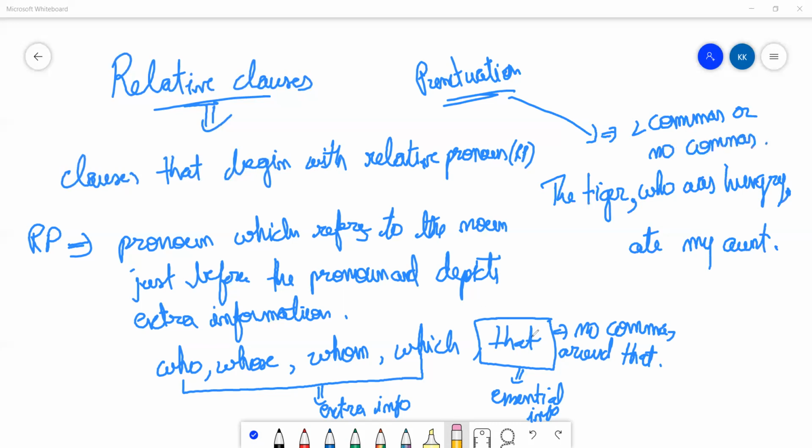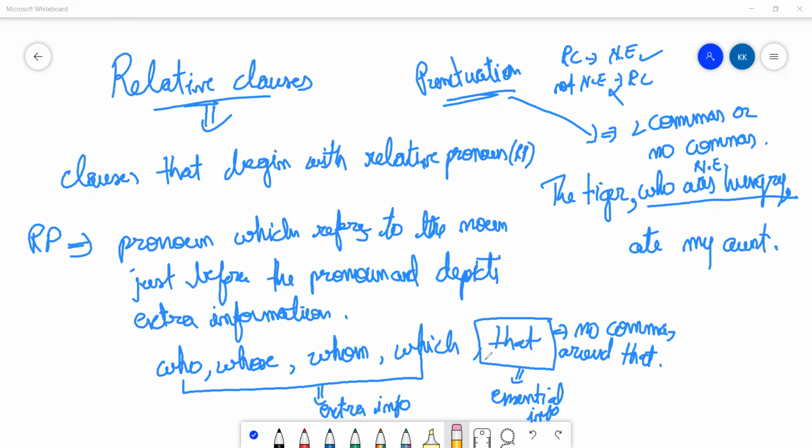Understood? Now, remember when we did punctuations, we said everything between 2 commas is non-essential. So what is the meaning of non-essential? Non-essential means even if you remove this part, the sentence should still make sense. So the tiger ate my aunt. It is making sense, right? So every relative clause is a non-essential clause. But not every non-essential clause is a relative clause. This is always correct.